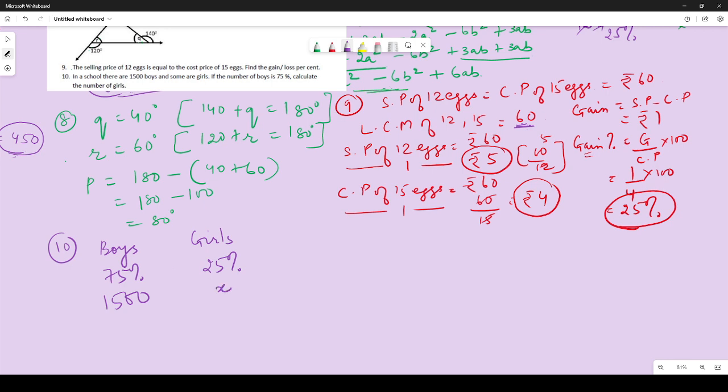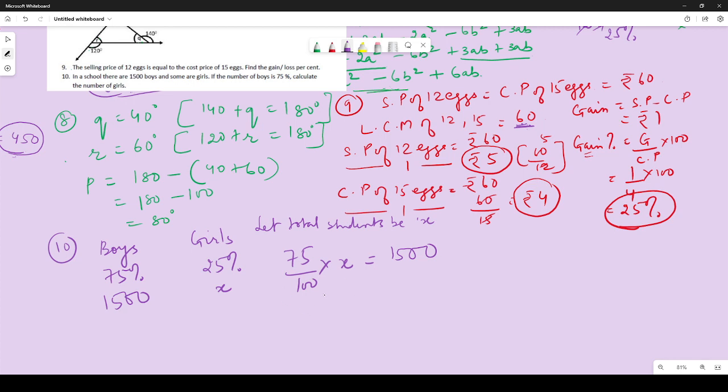We have to find out the number of girls over here. Now see that 75% of total. Let total students be x. Now 75% of total students is equal to 1500. It was as simple as that.